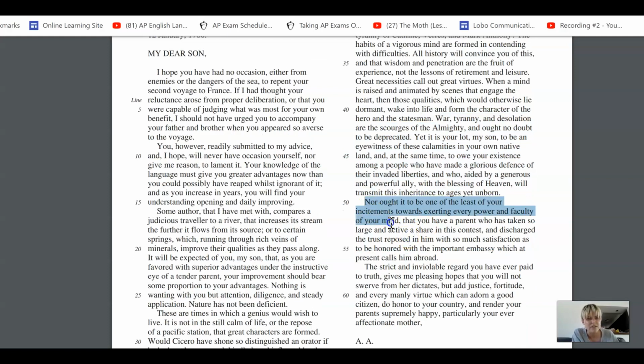Nor ought to be one of the least of your incitements toward exerting every power and faculty of your mind that you have a parent who has taken so large and active a share in this contest.